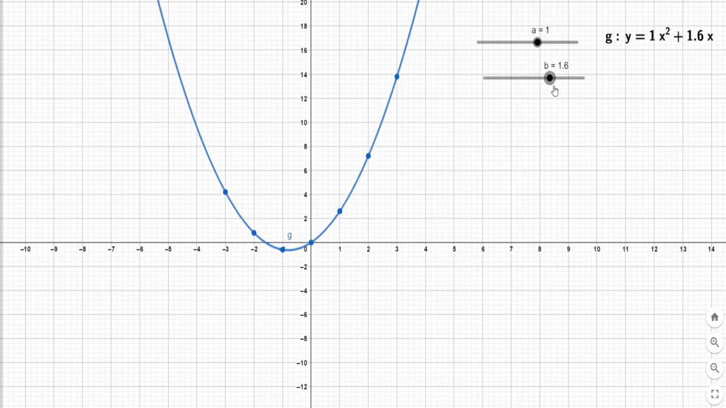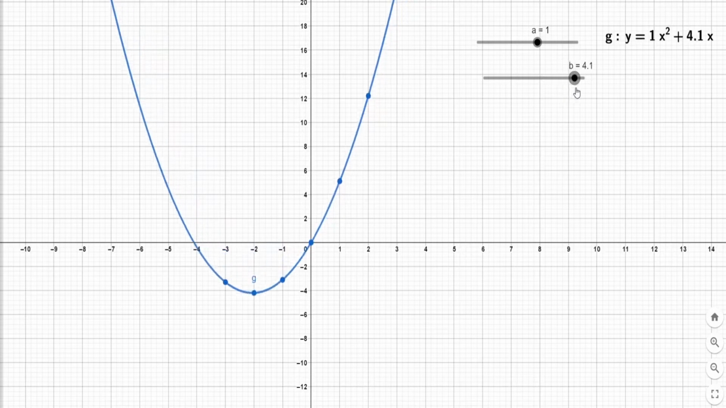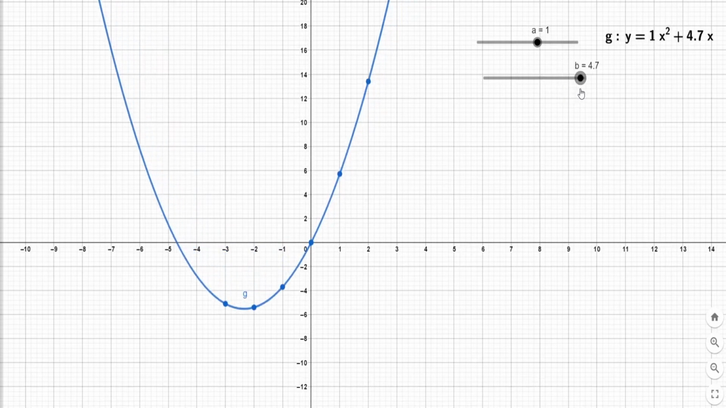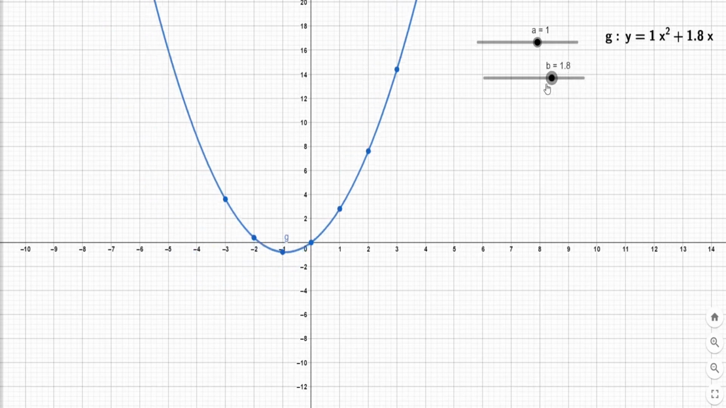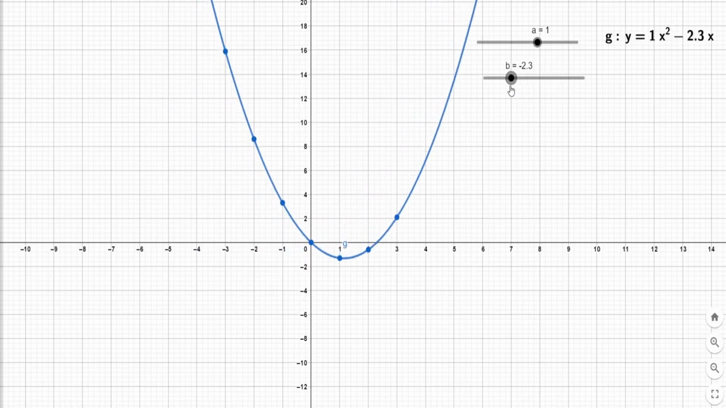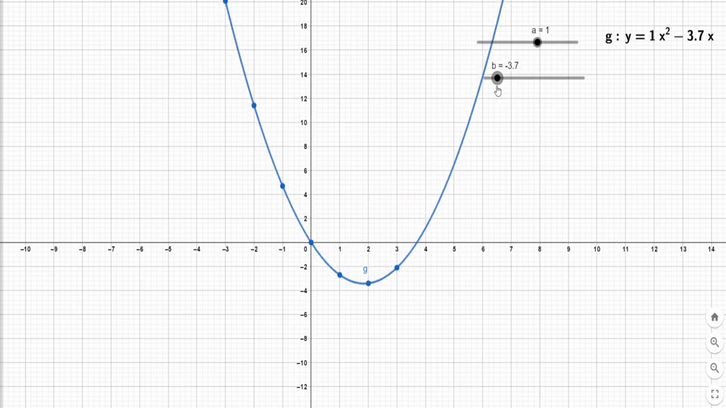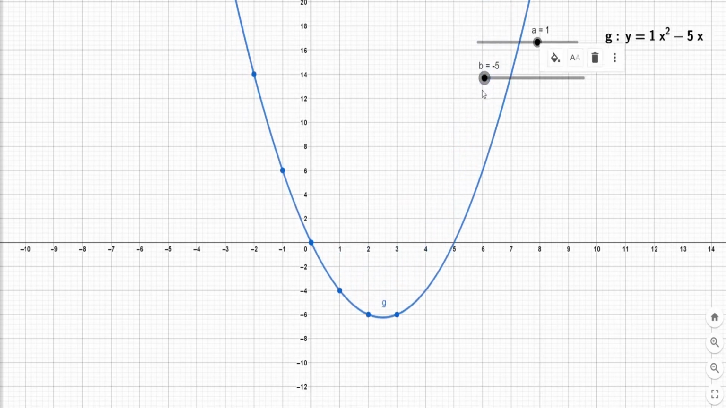So as we increase the value of b, look at what's happening. You see, we're changing the axis of symmetry, which is a turning point as well. And now what happens when b is negative? We are shifting to the right, and the axis of symmetry also changes, which is the value of the turning point.